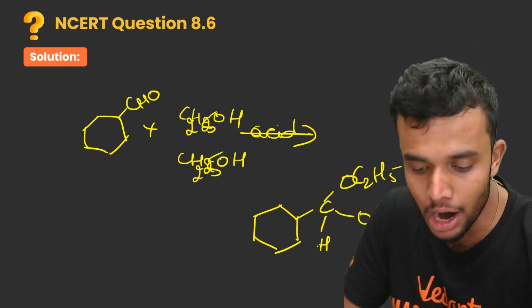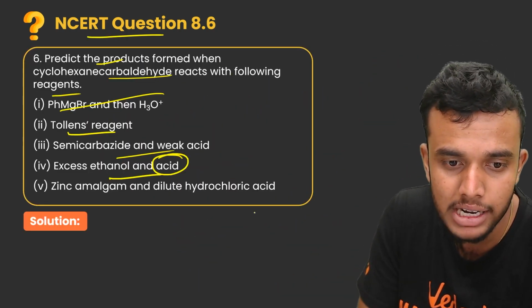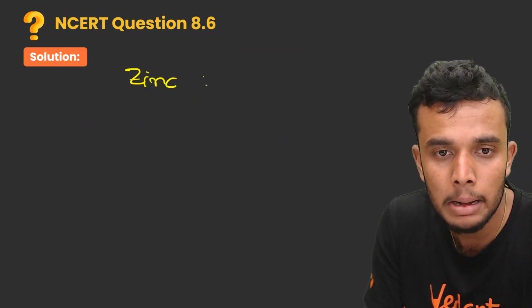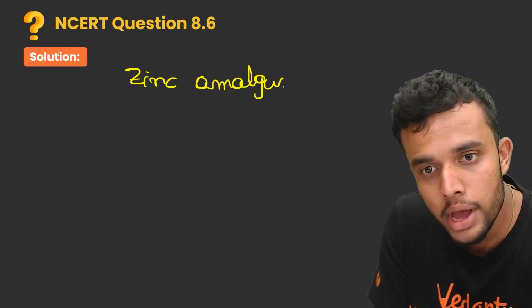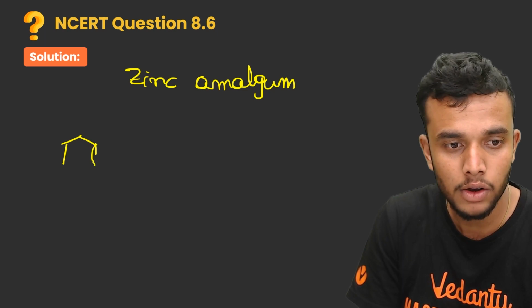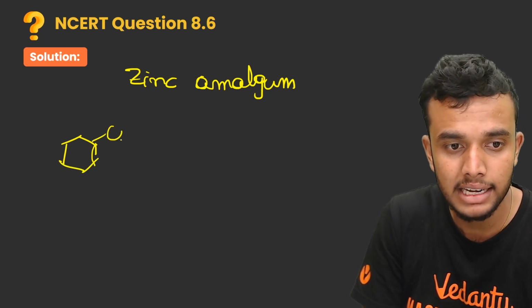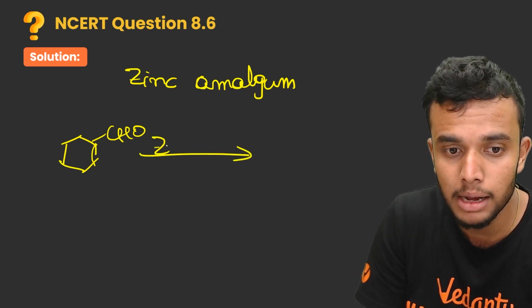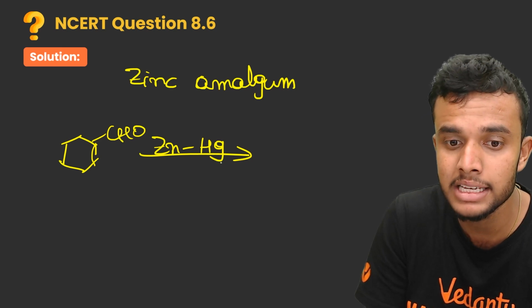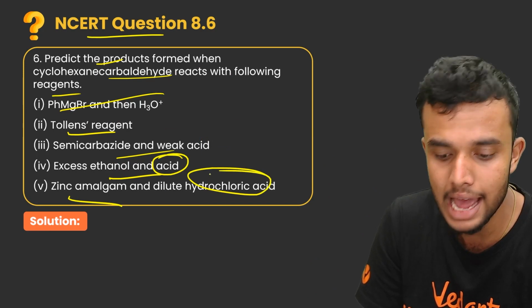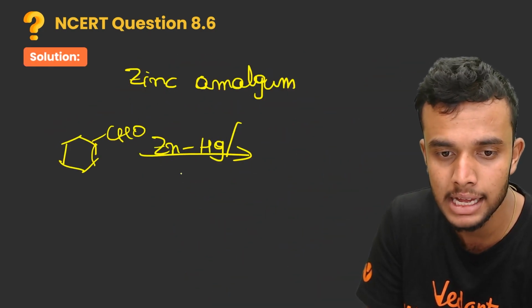Understood, students? Let's move on to the last one. What is the last one? The last one is zinc amalgam and dilute HCl. Okay students, let's discuss. Cyclohexane carboaldehyde is reacted with zinc amalgam. Zinc amalgam is nothing but Zn-Hg, in the presence of dilute HCl. Let's check what it yields.